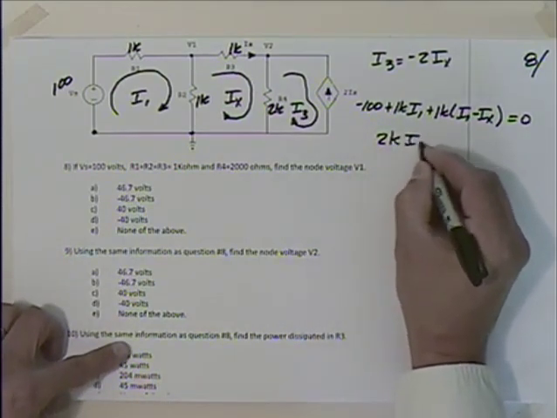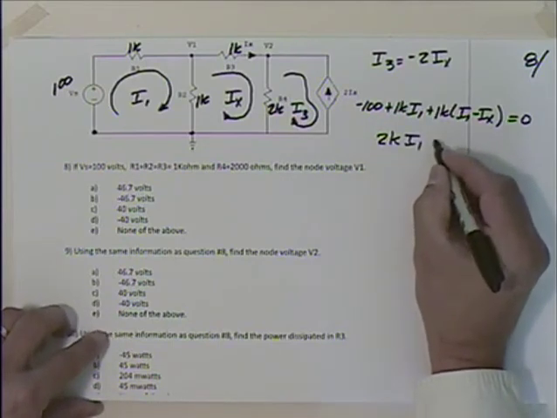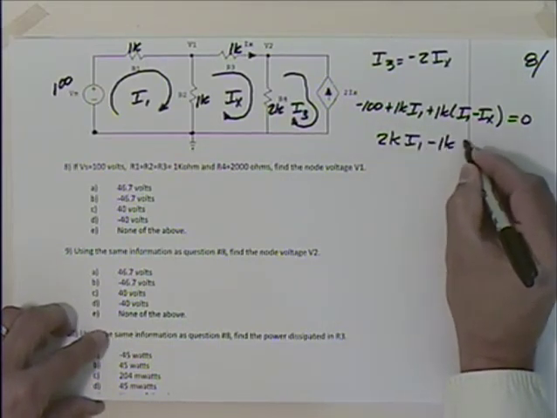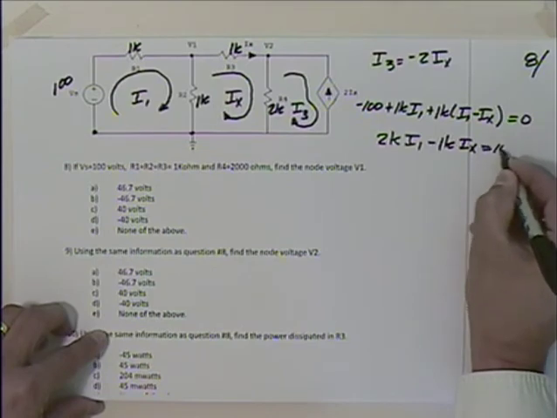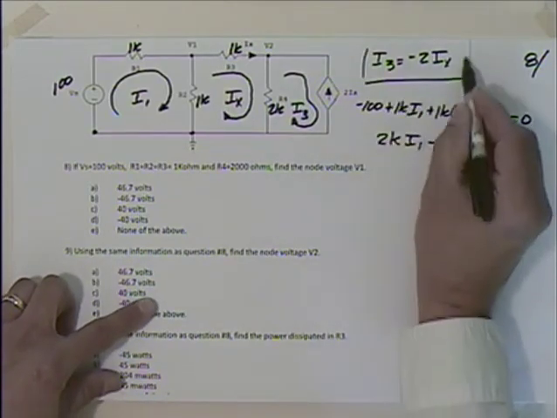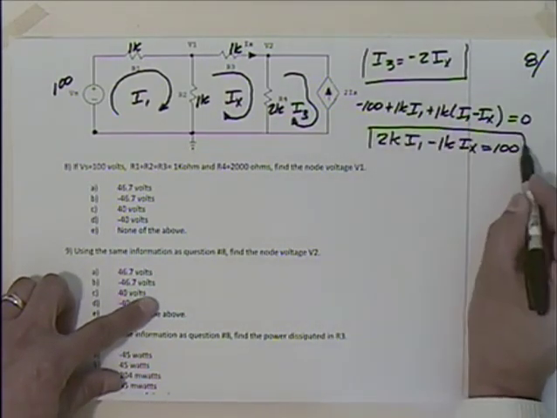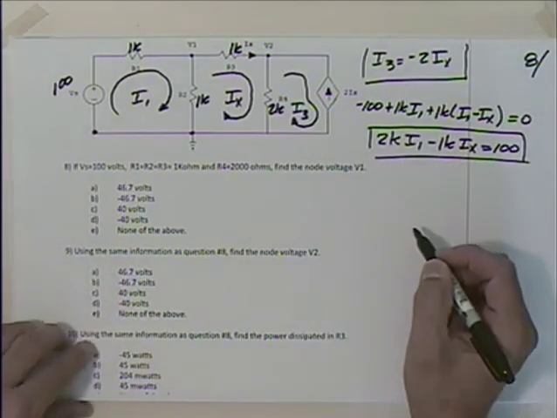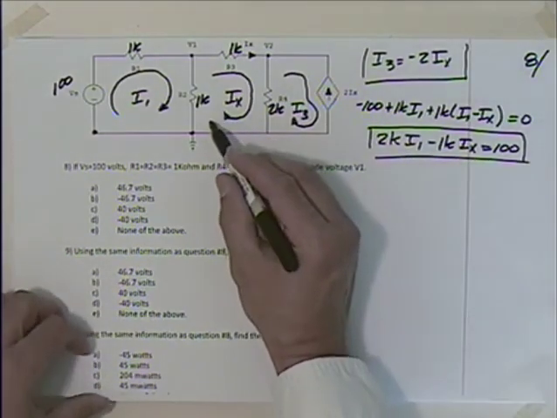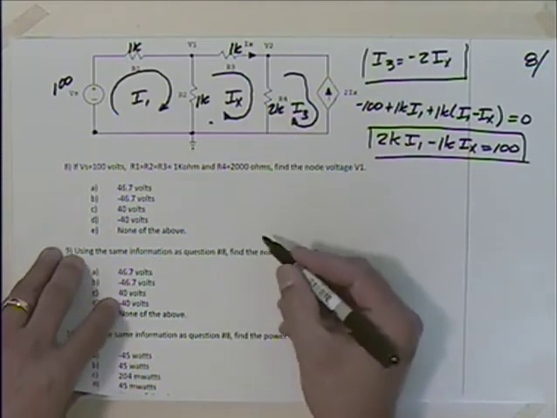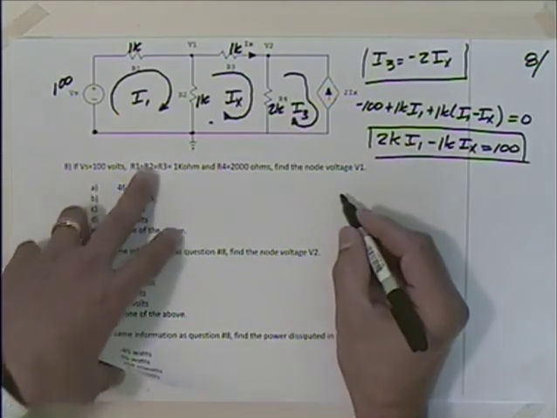2K I1 minus 1K IX is equal to 100. So there's an equation. And if I use Kirchhoff's law for this one, as I go around this thing, I would have what?